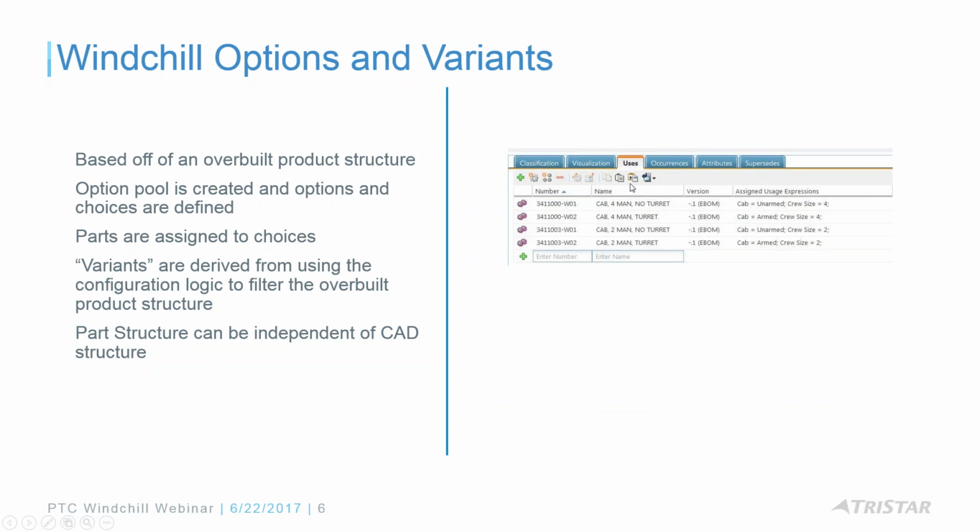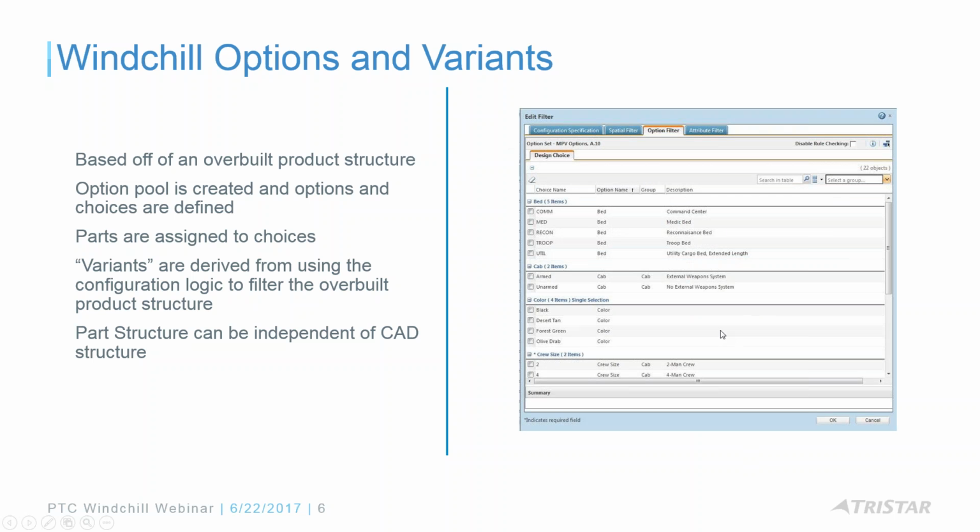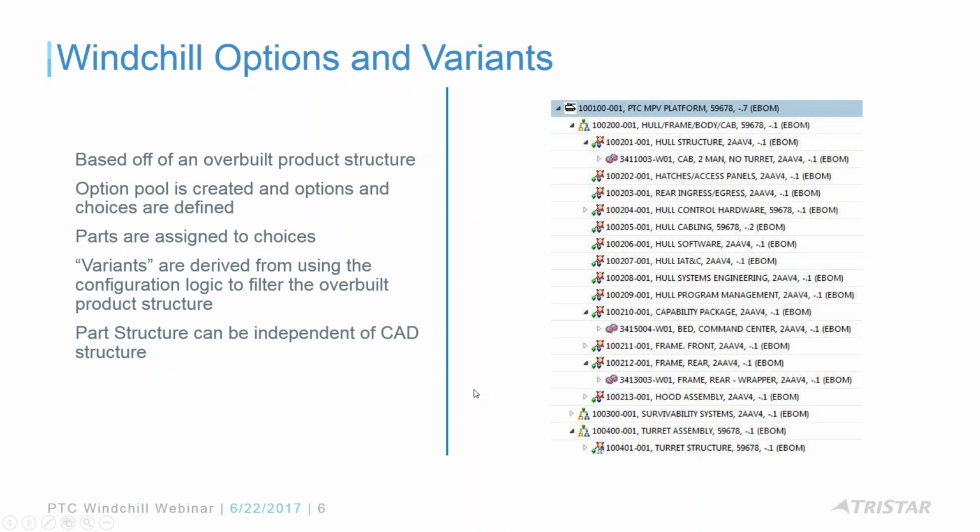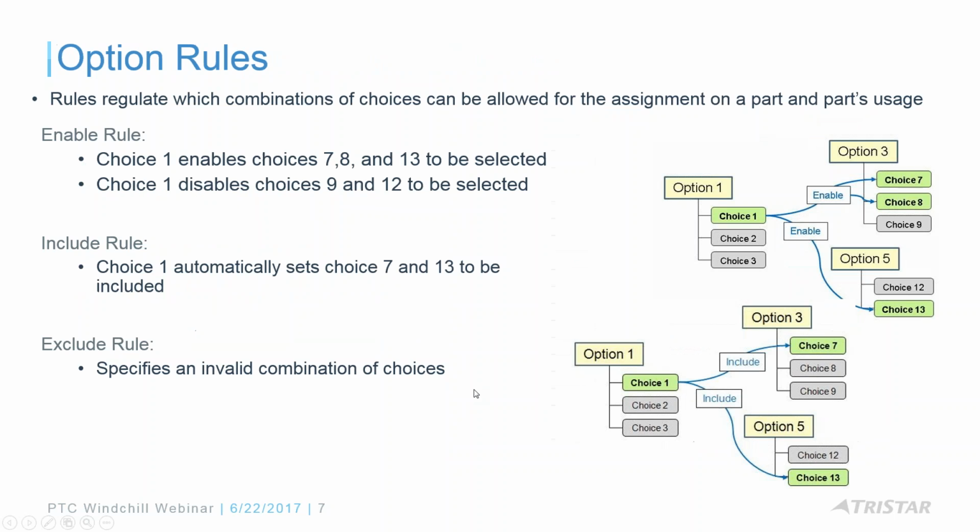And when you look at the BOM itself, you'll be able to see what choices were selected. So if I'm looking at a configured BOM, a variant of the main structure, I can actually see what those choices are. You can always go back and change those choices in Windchill, so you can keep reconfiguring that BOM until you're happy with it.